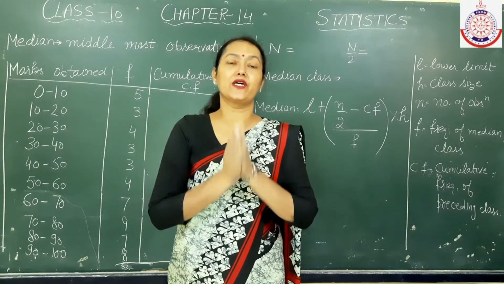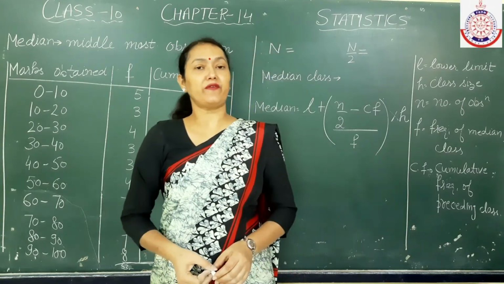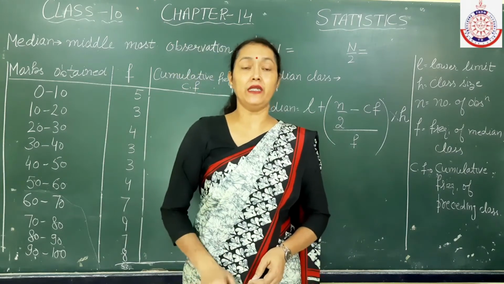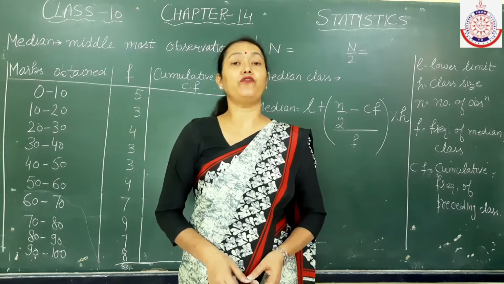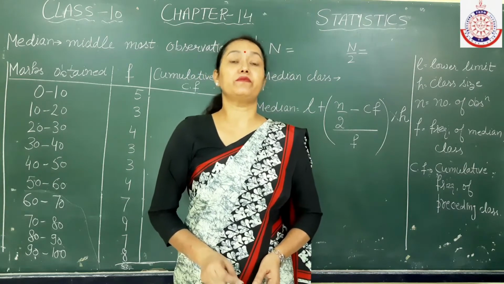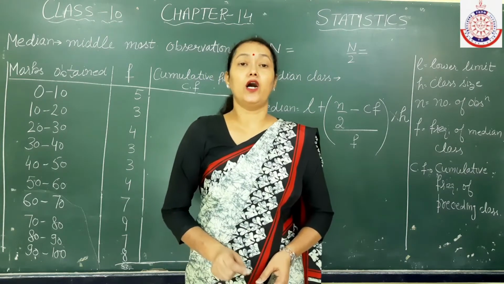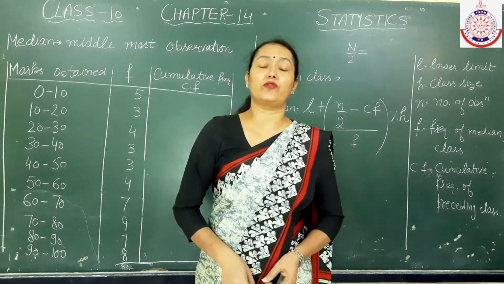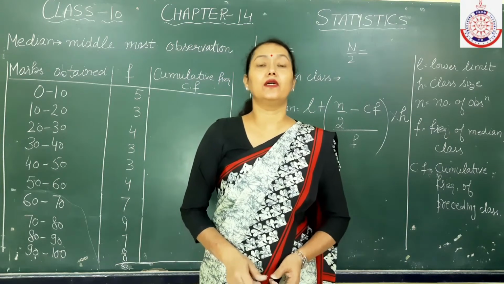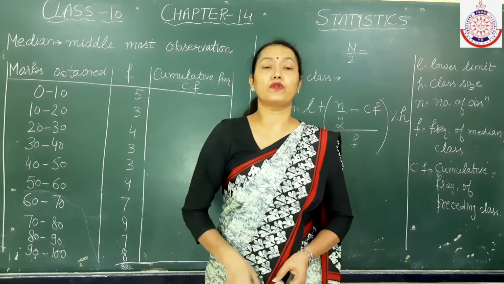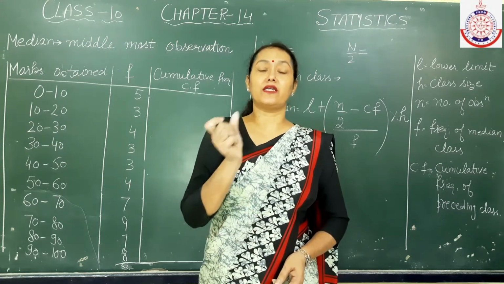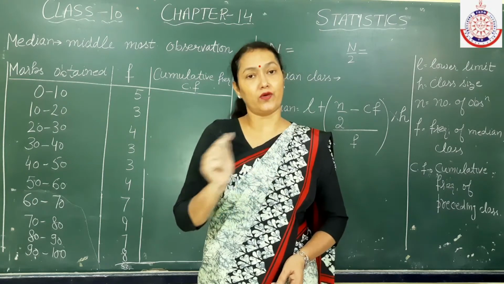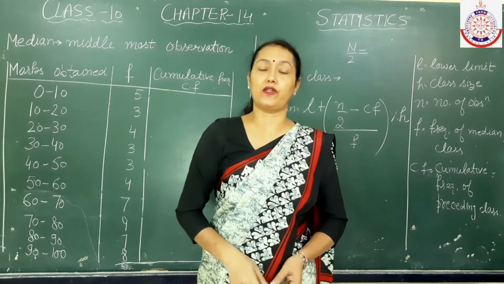Namaste students. From the last two videos, you must have understood how to calculate mean and how to calculate mode. Now in today's lecture, it is the turn of median, the third measure of central tendency. According to what we learned in class 9th, median is the middlemost observation. In class 9, you learned to arrange the observations in ascending order and find the center of the values.